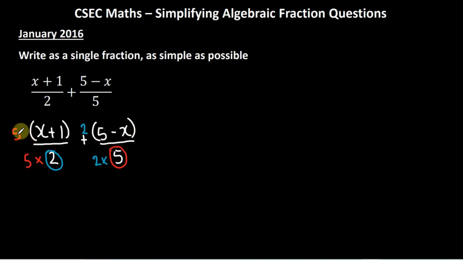And again, guys, once we have 5 on the outside of the bracket here, this already symbolizes multiplication. So there is no need to put a multiplication sign here. Same with this 2 on the outside of this bracket. So let's see how we progress here.